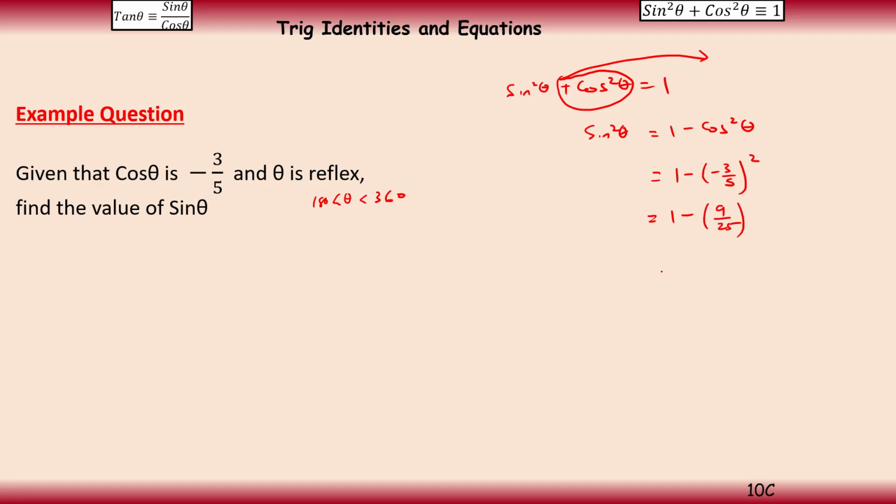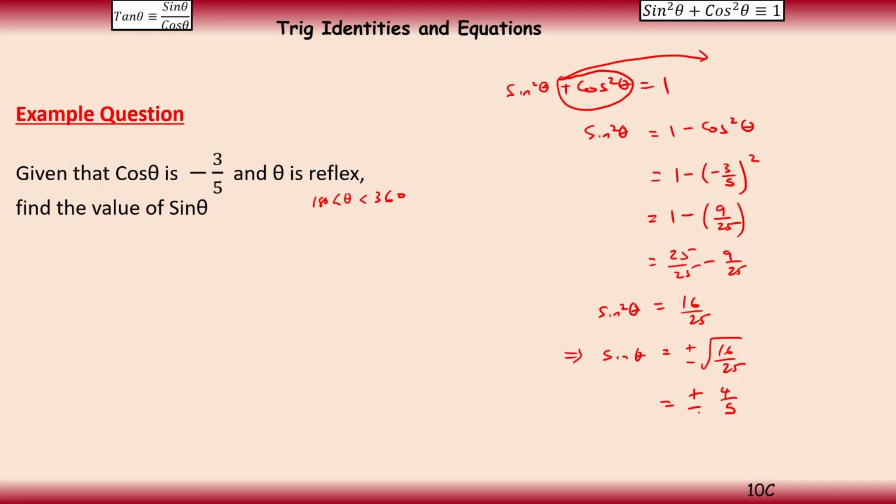So it's 1 minus 9 over 25, which is, well, let's do it properly then. 25 over 25 minus 9 over 25, which leaves me with 16 over 25. So that's sine squared theta. That means sine theta is equal to the square root of that. I'm not completing my thetas again. Dreadful habit. So that's going to be plus or minus the square root of 16 over 25, which is equal to plus or minus 4 over 5. So I've got two answers. I've got plus 4 over 5 or minus 4 over 5.